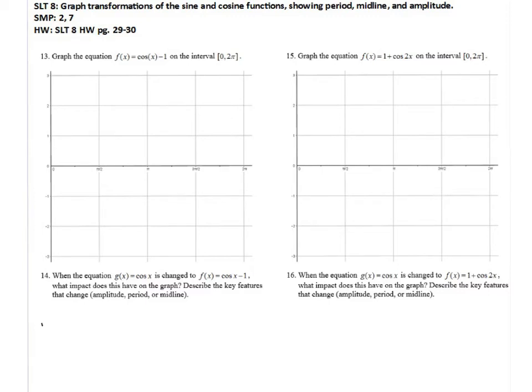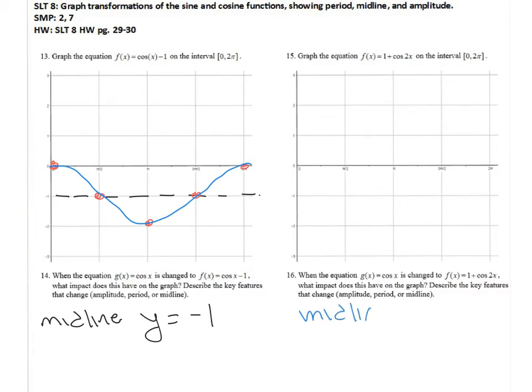So for 13 now, the midline has moved down 1 to y equals -1. So I'm going to put this little dashed line to help my eye know that that's the midline. My amplitude is still 1. And there's our cosine graph shifted down 1. Now 15, our midline moved up 1 to y equals 1.